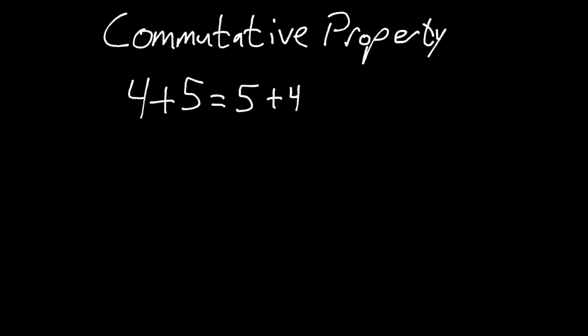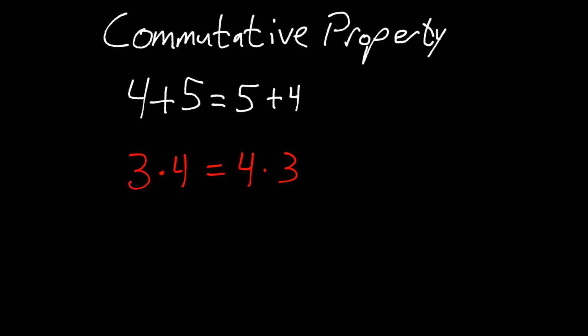They swap positions. Now this property works with addition, and it also works with multiplication. So if I have 3 times 4, that's going to get me the exact same answer as 4 times 3. If you have addition, this is called the commutative property of addition. If you have multiplication, this is the commutative property of multiplication. They're very creative with their names there. But yeah, all you got to remember for commutative is that you can flip the numbers around and you're going to get the same answer.